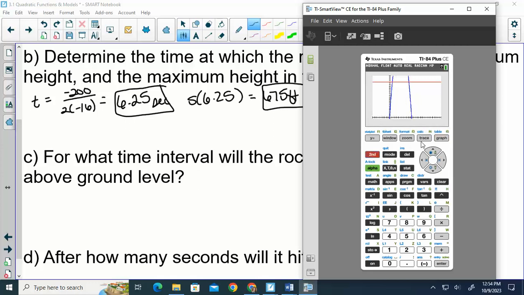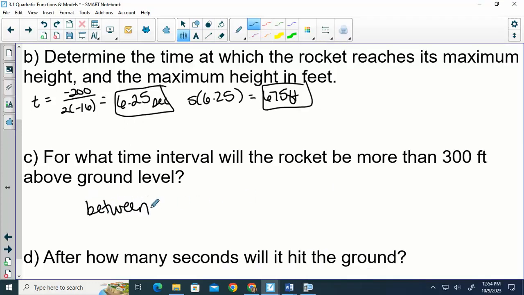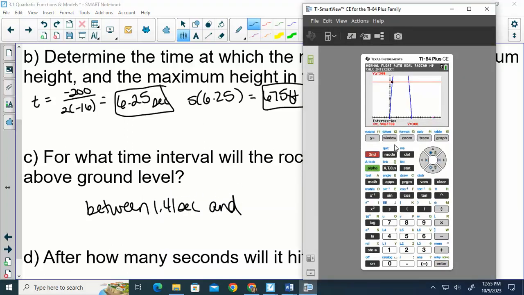So then we do second trace intersect, first curve enter, second curve enter, guess. So my first point is 1.41. And the second one is 11.09.